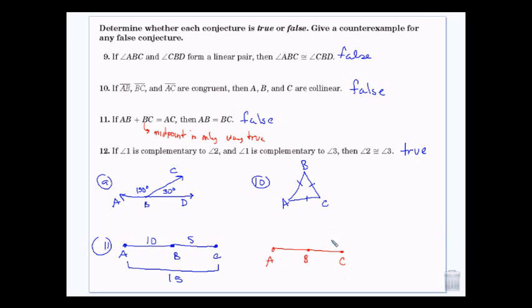Does that make sense? So the only way I can make this to where I have an AB, a BC, and an AC that are all the same length is if it curves around like this, and these are all 3 the same. Does that make sense at all? Okay.